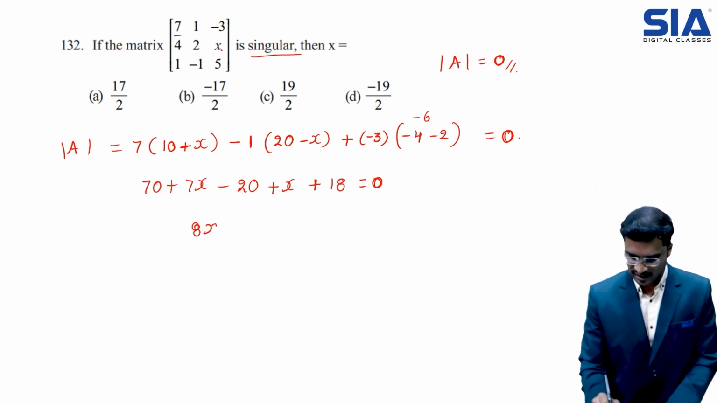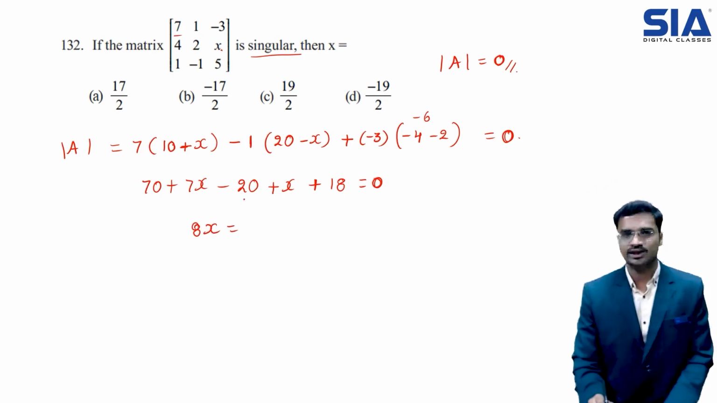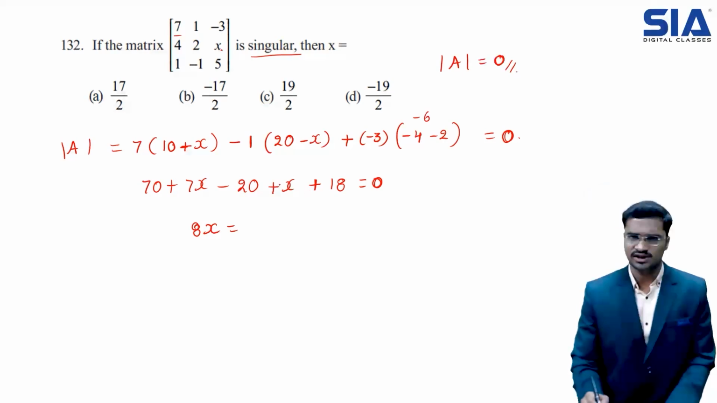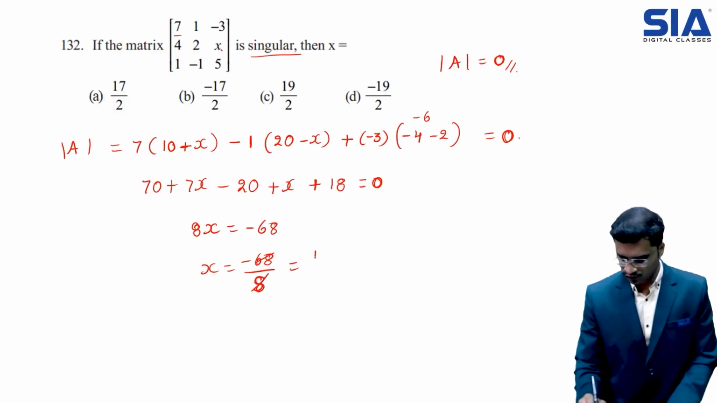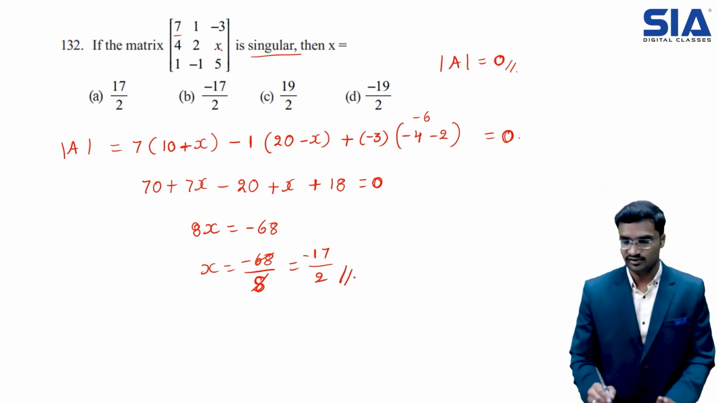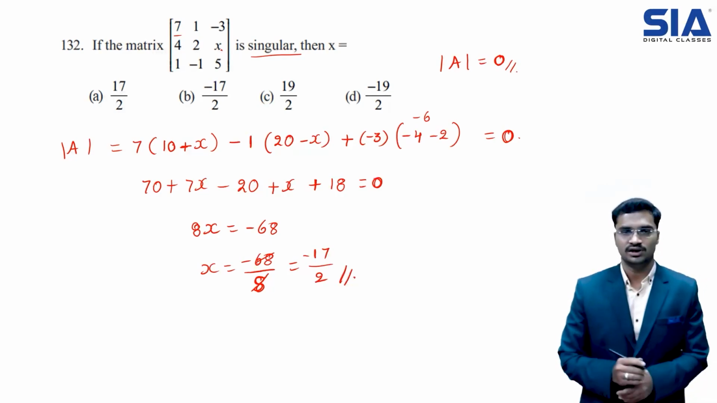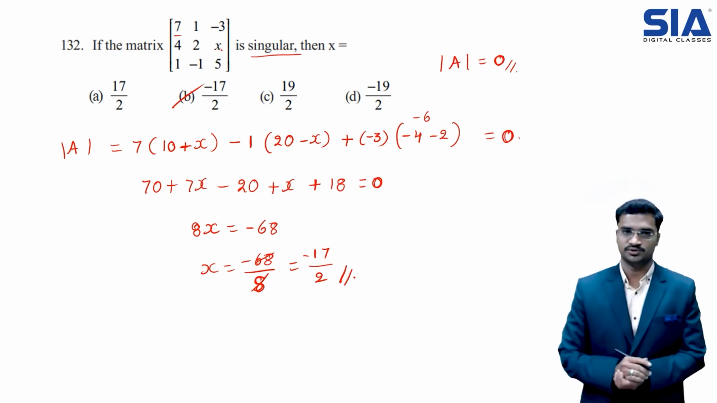So 8x, the value of 8x is 70 minus 20 is 50, 50 plus 18 is 68, which is minus 68. Then the value of x is minus 68 upon 8. So 4 1s are 4, 4 7s are 28, minus 17 by 2, 4 2s are 8. So our answer is minus 17 by 2. The value of x is minus 17 by 2, which is option B.